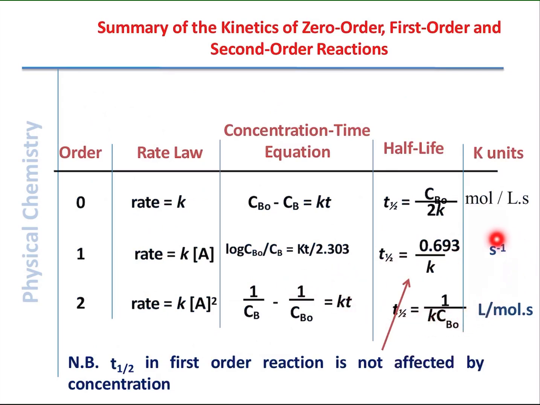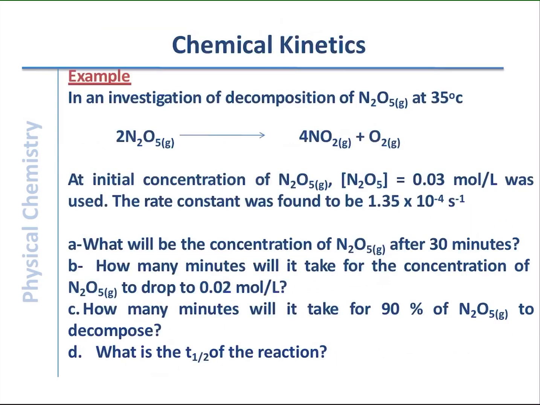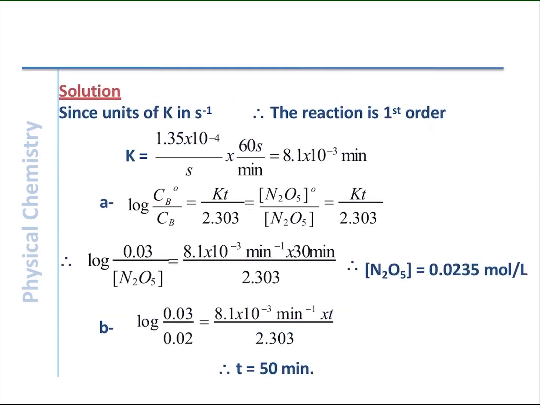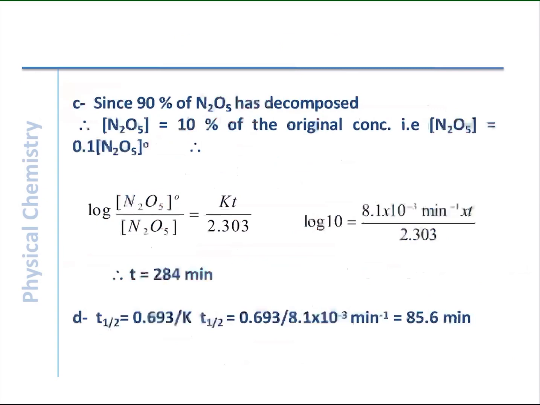on one condition, that you know the order of the reaction. We knew the order of the reaction in this example from the unit of K, or rate constant, and we could use this equation to calculate what we were asked to calculate. I will slow down for you, and this is C and D.